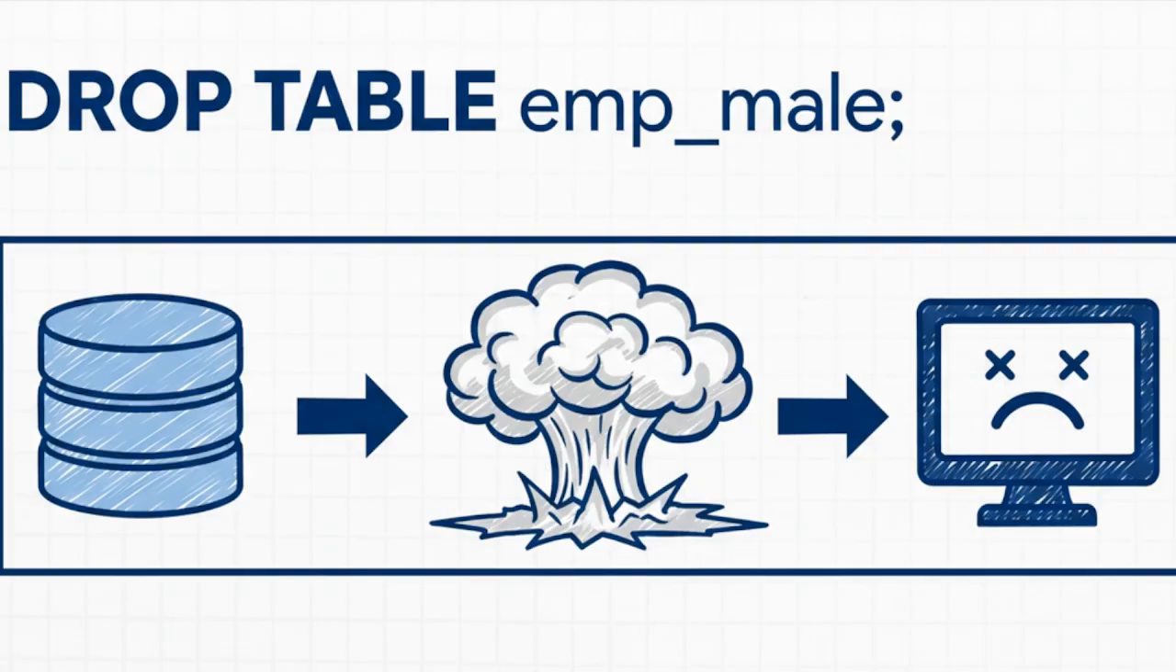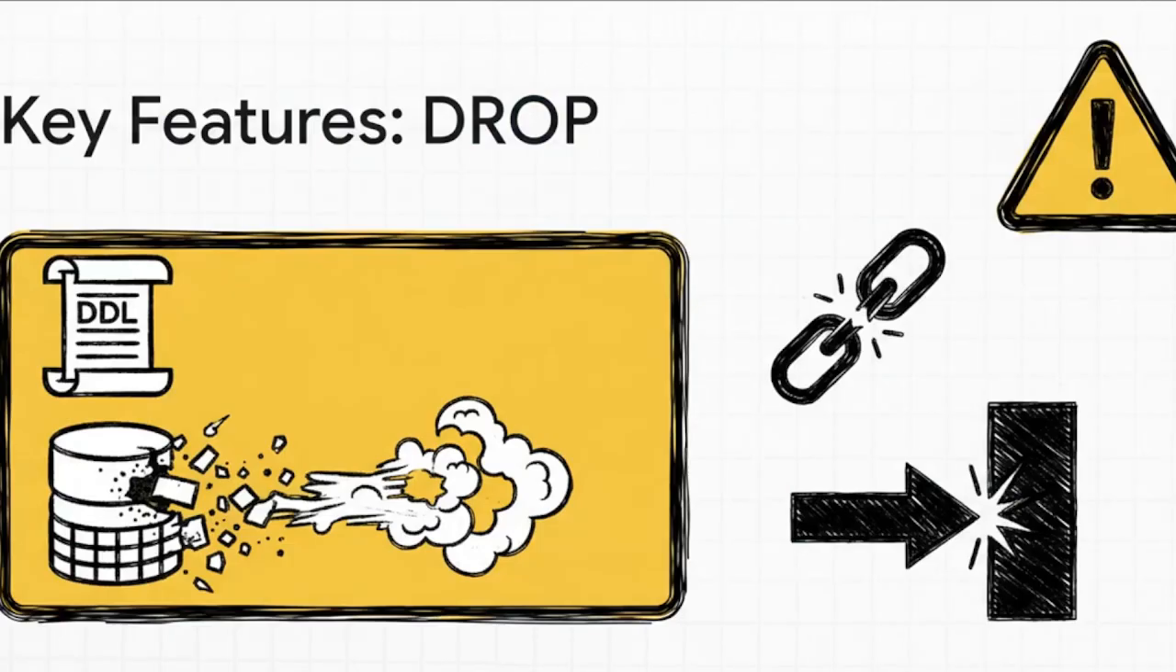After you run this command, that table is just a memory. If you try to query it, the database will basically say, emp mail? Never heard of it. So the thing you have to burn into your memory is its finality. This action is irreversible. There's no undo button. The data is gone, the structure is gone, the table just ceases to exist. You use this one with extreme caution.